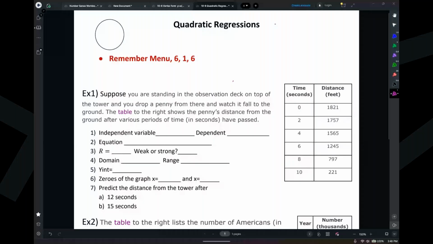All right, everybody. So today we're going to do a lesson on quadratic regressions. If you go back in time, you'll remember linear regressions. So we did linear regressions, right? And then we did exponential regressions. And this is going to be the last one we're going to be dealing with, quadratic regressions, all right?